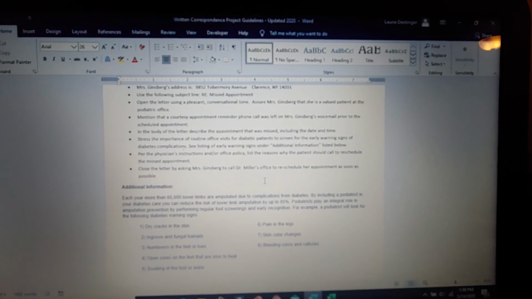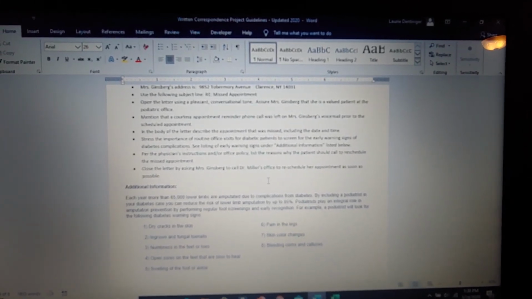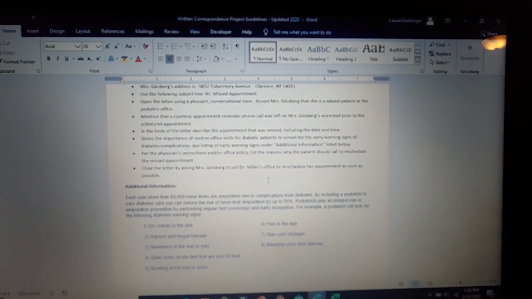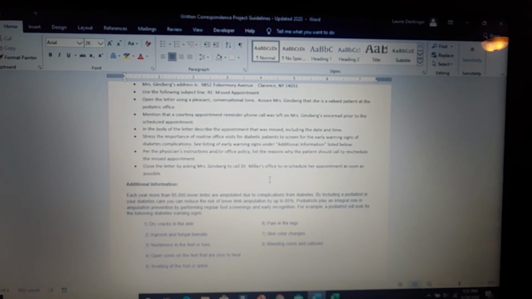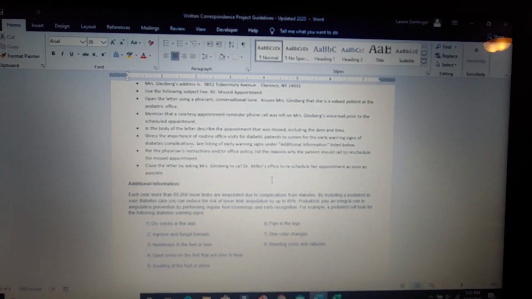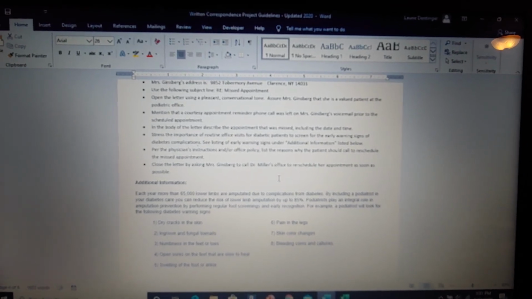You want to close that letter by asking Mrs. Ginsburg to call Dr. Miller's office to reschedule her appointment as soon as possible. Keep this in mind, though. Mrs. Ginsburg may have some dementia or some memory loss issues going on here. Maybe she didn't even remember that a reminder call was made to her.